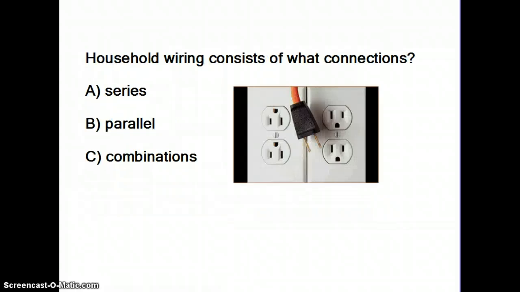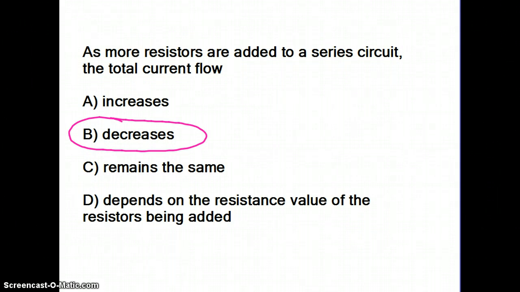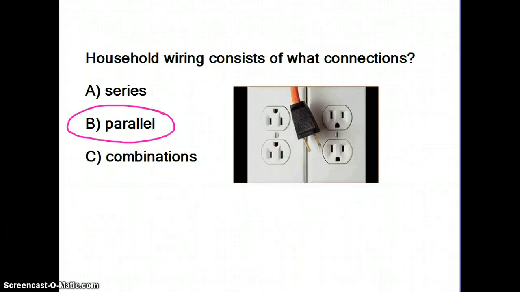Second question, household wiring consists of which type of connection? Series, parallel, or combinations of them? The correct answer is parallel. And the reason why it's parallel is that you want all of your devices in your home to receive the full 120 volts of the circuit. You want each thing to be on their own loop, and you do not want them to all have to run at once, which in series you have to have everything connected to ensure a current to flow.